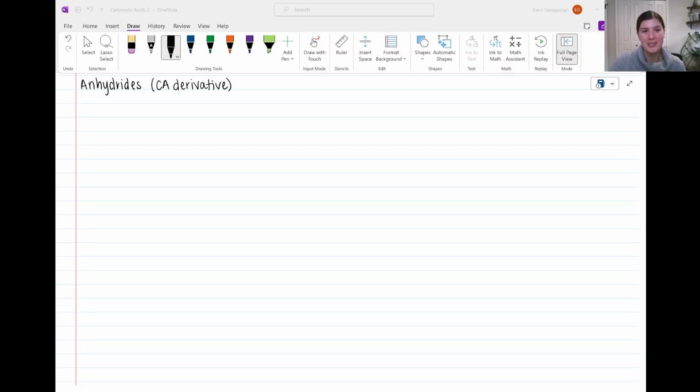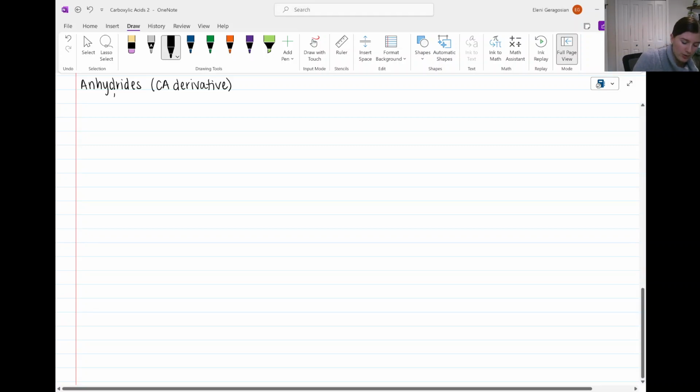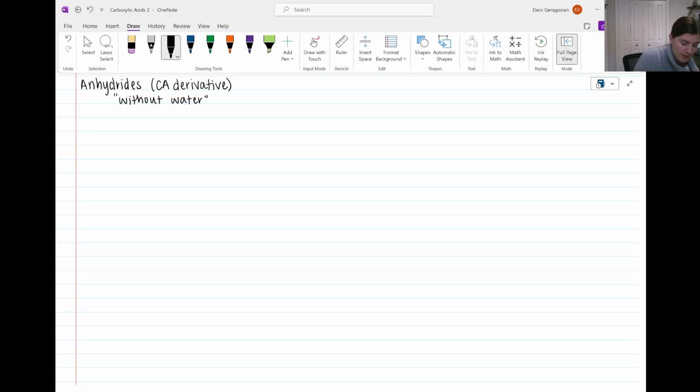Here we'll talk about one last carboxylic acid derivative, which are the anhydride molecules. So anhydride, that word means without water. An anhydride is a molecule with two carbonyls that are bonded by an oxygen. So we have two carbonyl bonds, and those carbonyl carbons are bonded to each other through an oxygen.